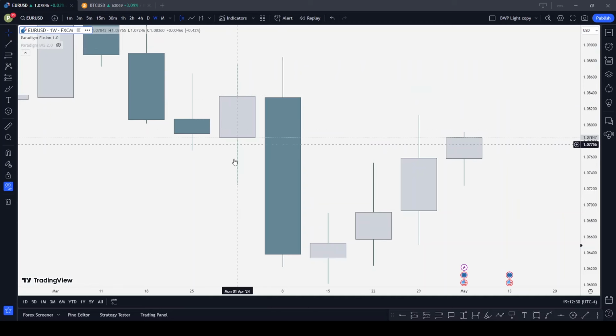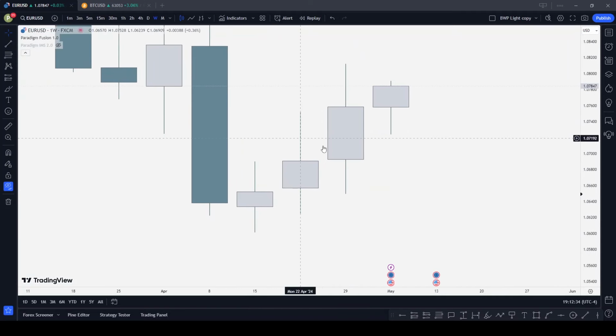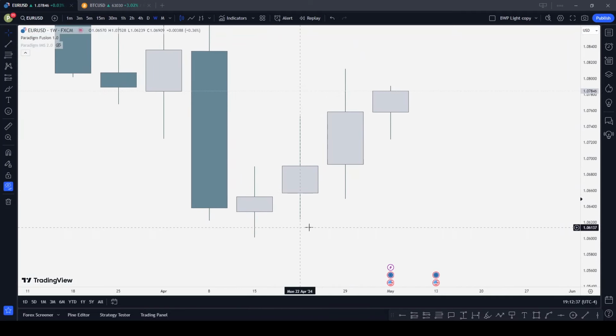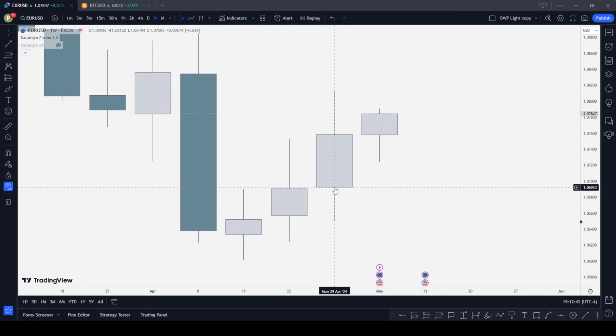So this down move here, that is the manipulation. This up move here, that is the manipulation. This down move here, that is the manipulation. Okay, so basically, the manipulation is opposite the direction of the bar. So this is a bullish bar. The manipulation is what? To the downside, because this is a bullish bar, right?